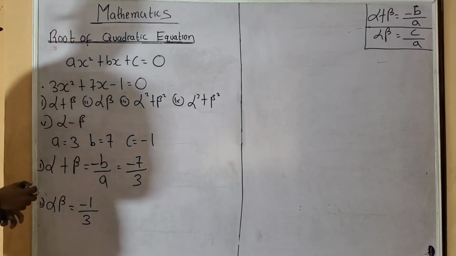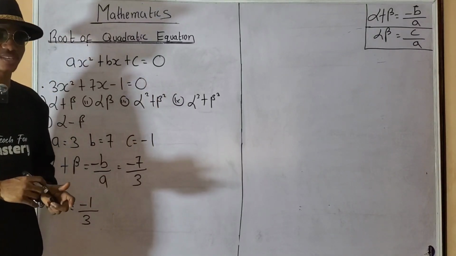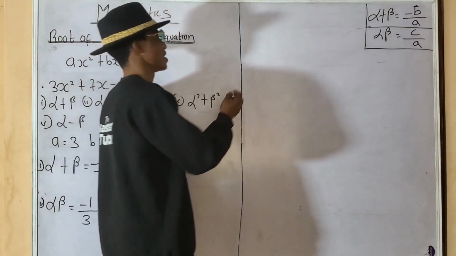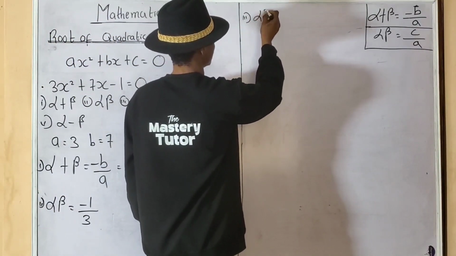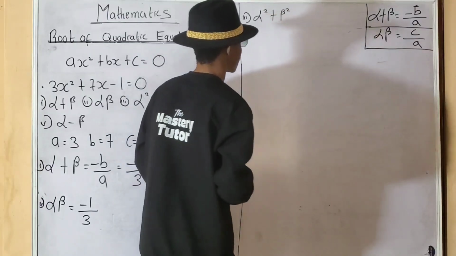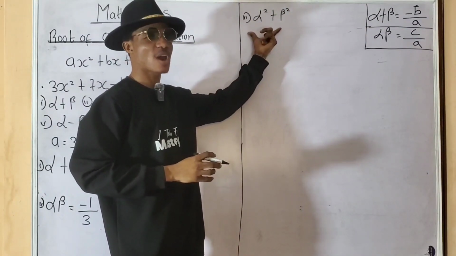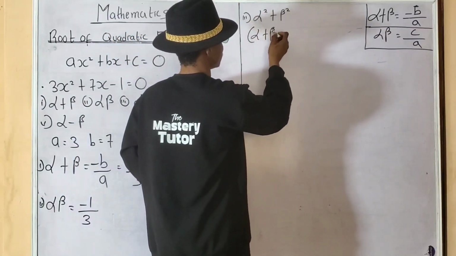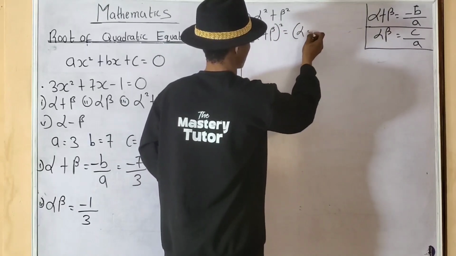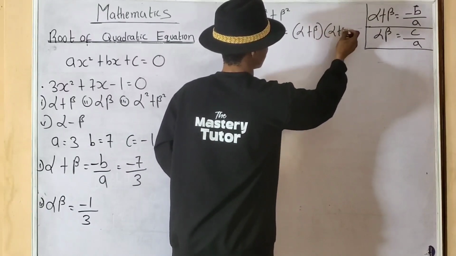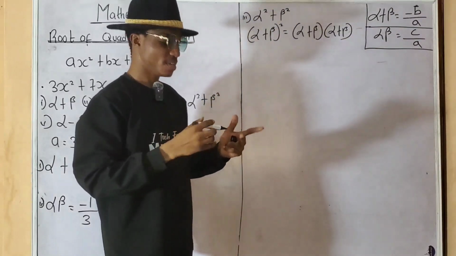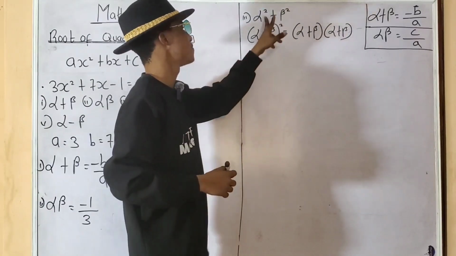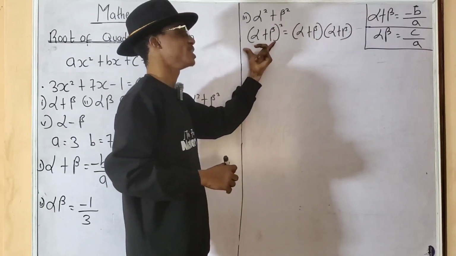Okay, let us proceed to the third. We are asked to find alpha squared plus beta squared. How can we find the value of alpha squared plus beta squared? Well, I'm going to put the solution here. That is the third: alpha squared plus beta squared. Now, to obtain the value of alpha squared plus beta squared, we are going to obtain it from this. Do you know? (alpha + beta)² is equal to (alpha + beta) multiplied by (alpha + beta). Please just pay attention, okay? Our goal is to find the value of alpha squared plus beta squared. It is from this that we're going to obtain the value.